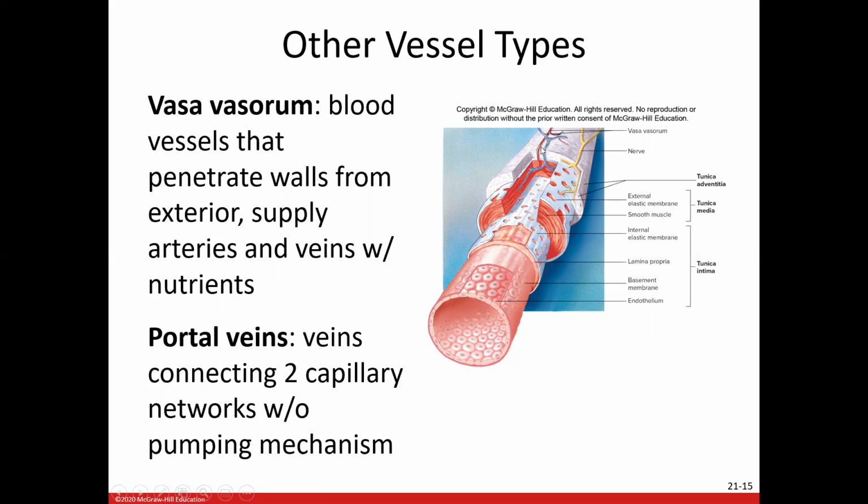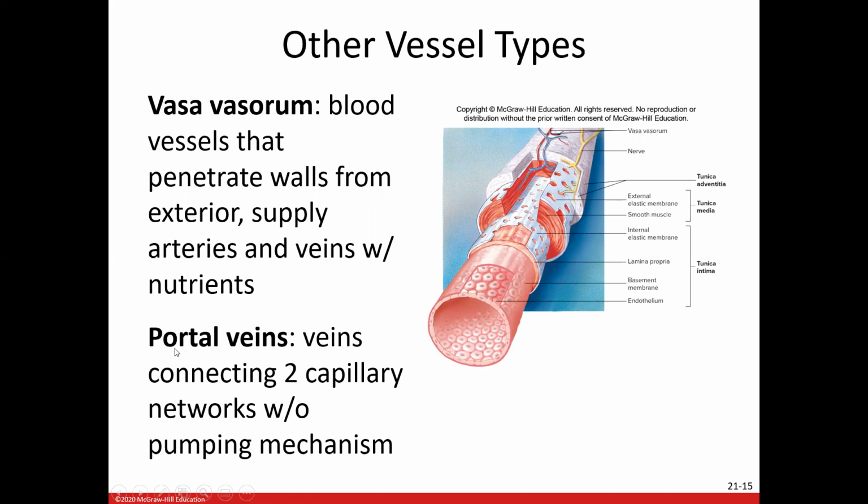With the vasa vasorum, you have oxygenated blood being carried to the blood vessel, and then deoxygenated blood being carried away from the blood vessel. Just think of it as a blood vessel for the blood vessel. Even the blood vessels themselves need to have a fresh supply of oxygen in order to be sustainable.